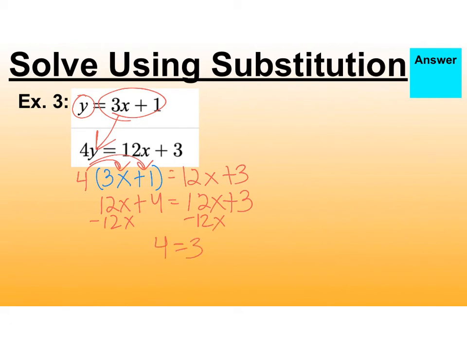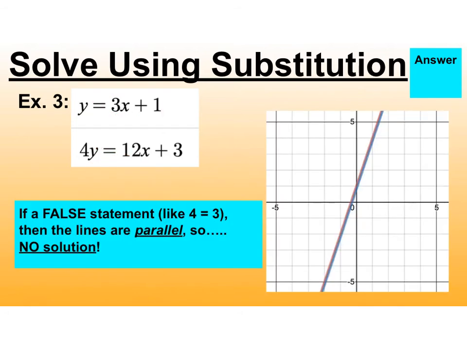Did you get that? That doesn't make sense. So when you get a false statement like 4 equals 3, that means that the lines are parallel, so there's no solution. It's a little hard to tell on this one because one of the y-intercepts is 1 and one of them is 3/4. So they're very close, but they are two different lines. They will never intersect. So no solution. Make sure you tell me that. Don't just leave it empty, and don't just leave it at 4 equals 3.